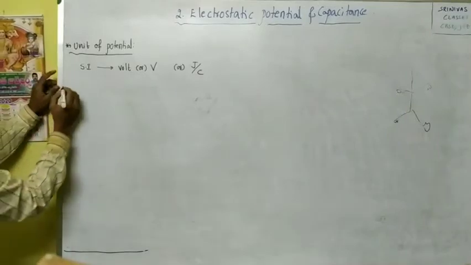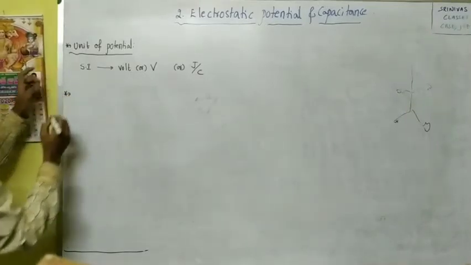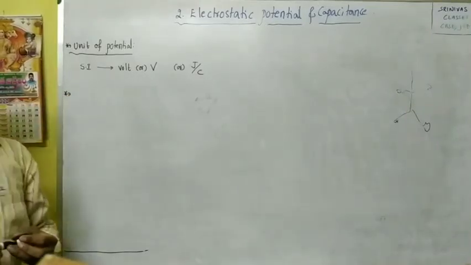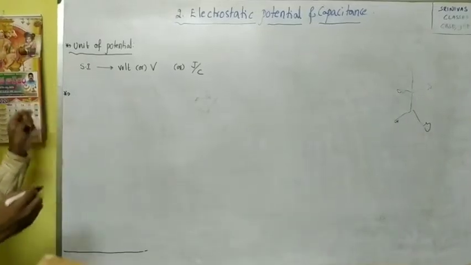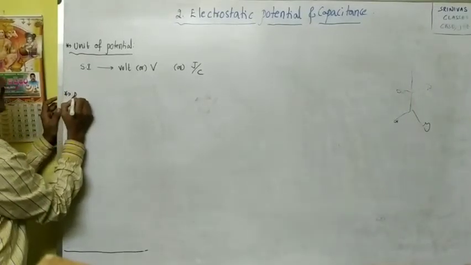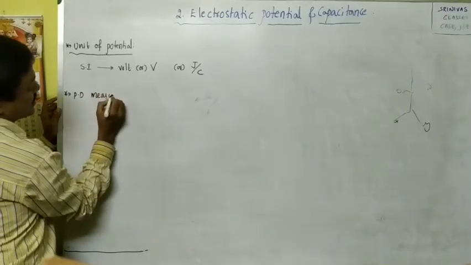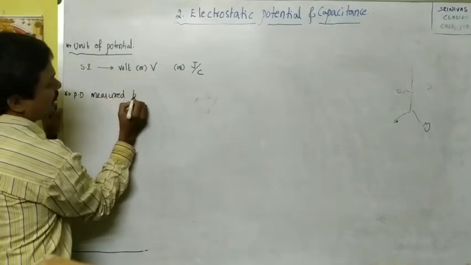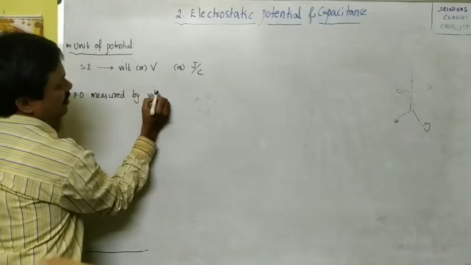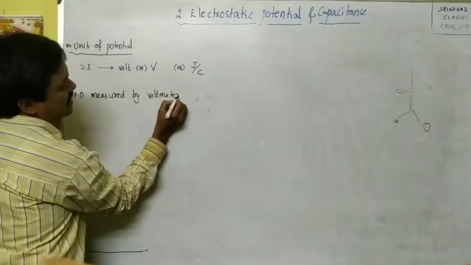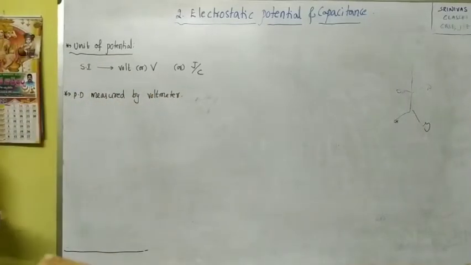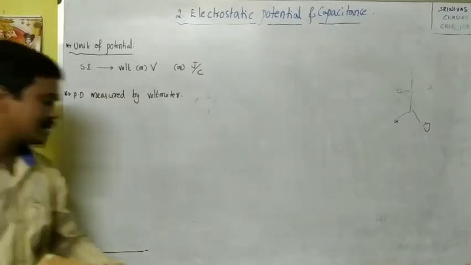And now let us go for how to find the potential at a certain point or the potential difference. Potential difference is measured by a voltmeter. The voltmeter is always connected in parallel, that we already know from 10th class.